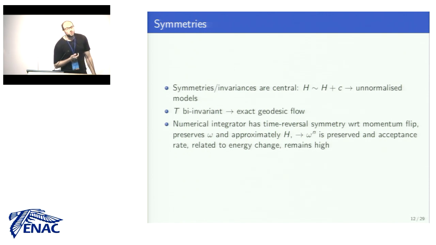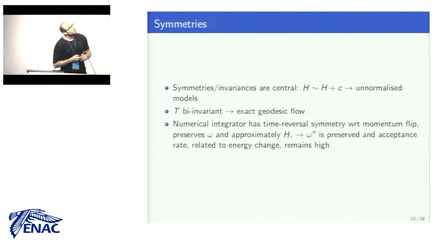So we talked a lot about symmetries in this conference, and those are very important in HMC. One of the reasons why HMC is quite useful is because, first of all, a standard property of Hamiltonian mechanics is that your Hamiltonian does not depend on a constant. That's exactly why you can apply it to unnormalized models, which means models for which you don't know the normalization constant. Similarly, your kinetic energy is usually invariant, so you can solve the geodesic flow. You have an exact expression for the geodesic flow.